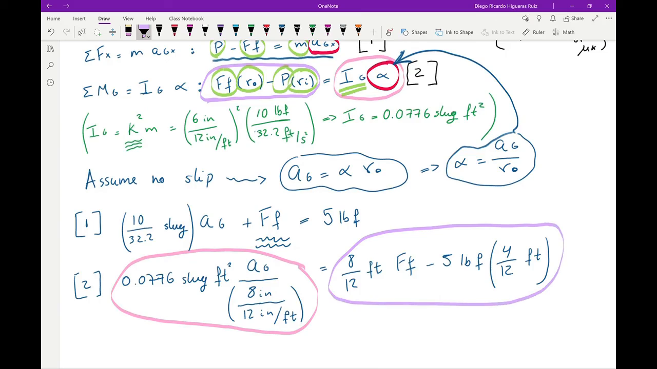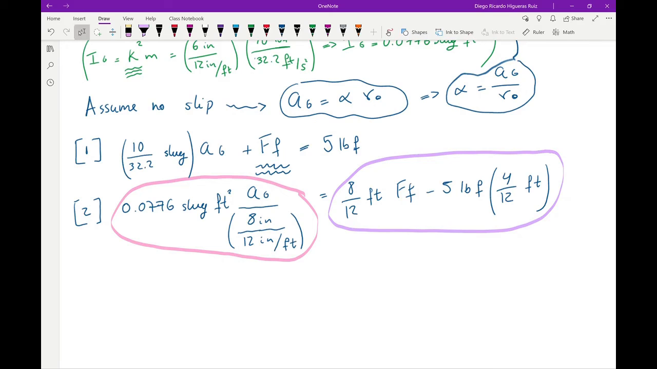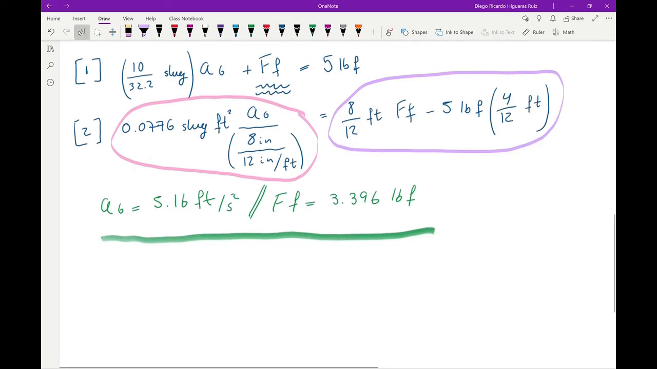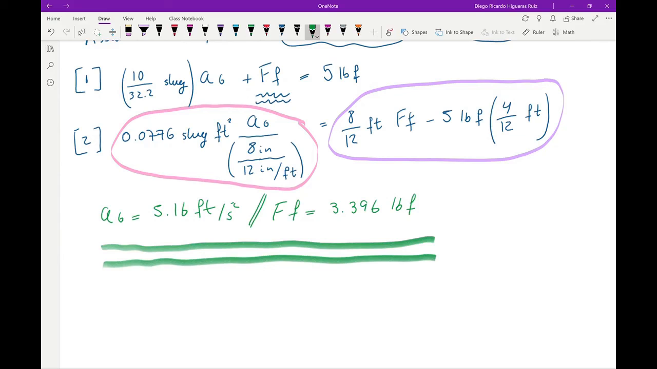All right, so now we got two equations, two unknowns. The two unknowns are a_G and friction force, so we can actually go ahead and solve for this. So we're gonna have a_G equal 5.16 feet per second squared. Awesome. And then friction force equal 3.396 pounds force. So this is good, because now, to see if it's slipping or not, we're just gonna compare it.